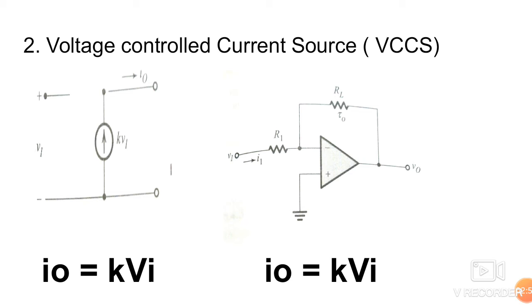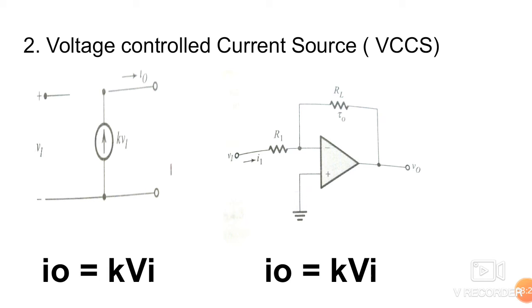We can also design a voltage controlled current source using an operational amplifier. This is the circuit diagram of the VCCS. In this case, the output current I0, that is the current through resistance RL, can be calculated. Due to the virtual ground concept, the potential of the non-inverting terminal is equal to the potential of the inverting terminal. This is equal to 0 because this potential is 0.